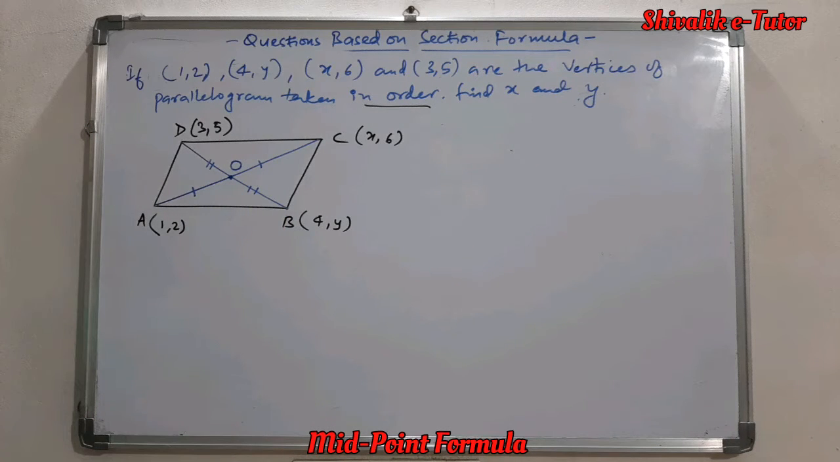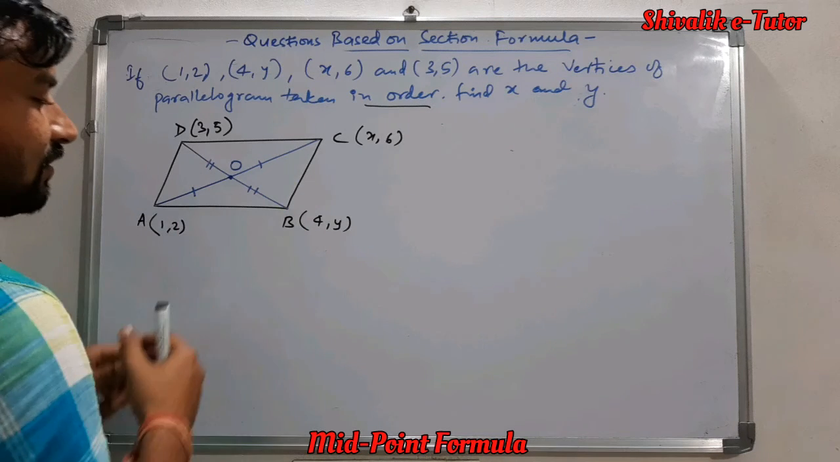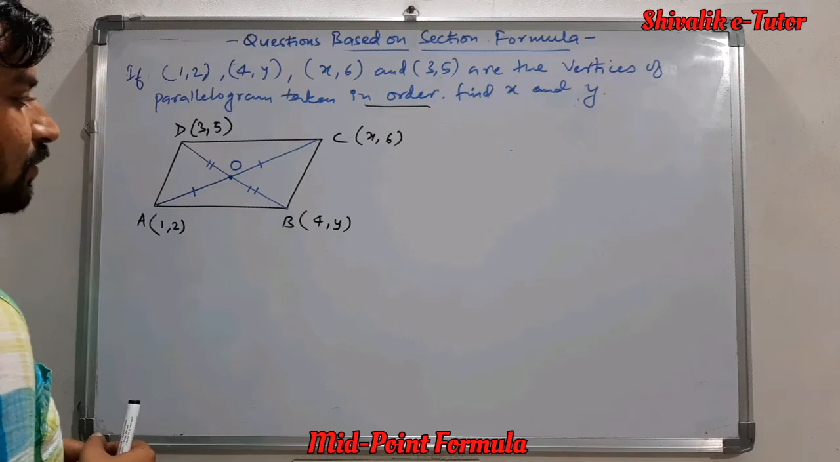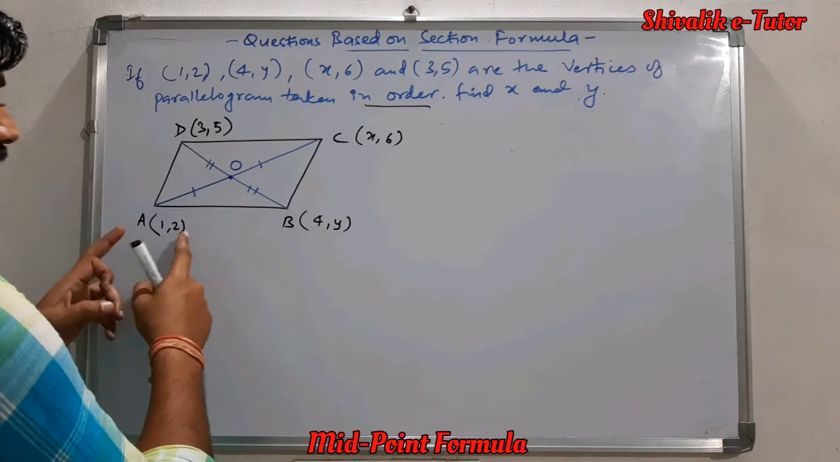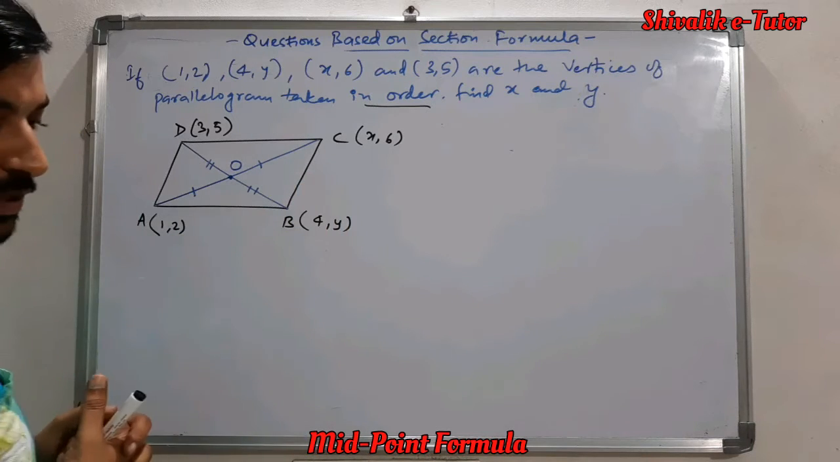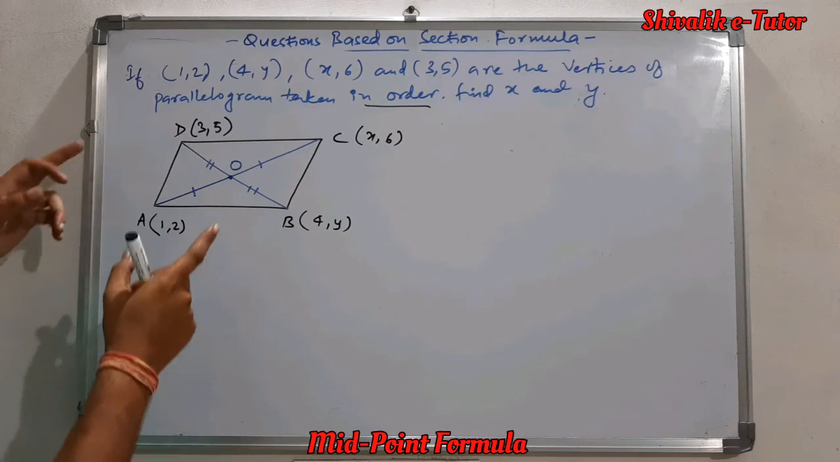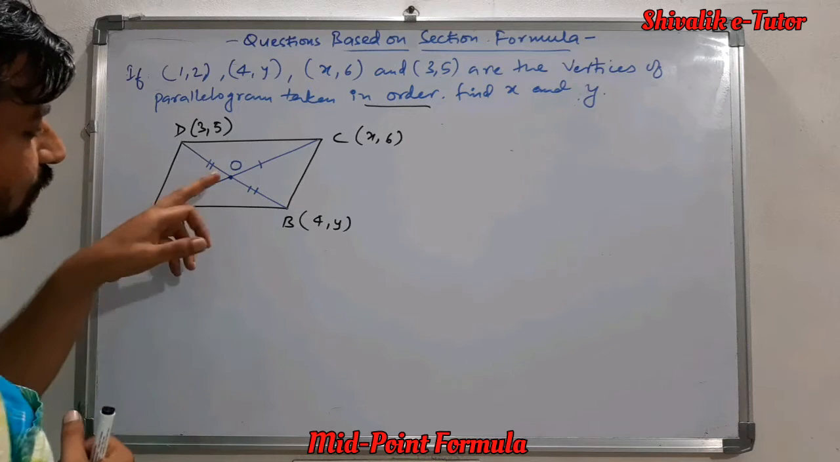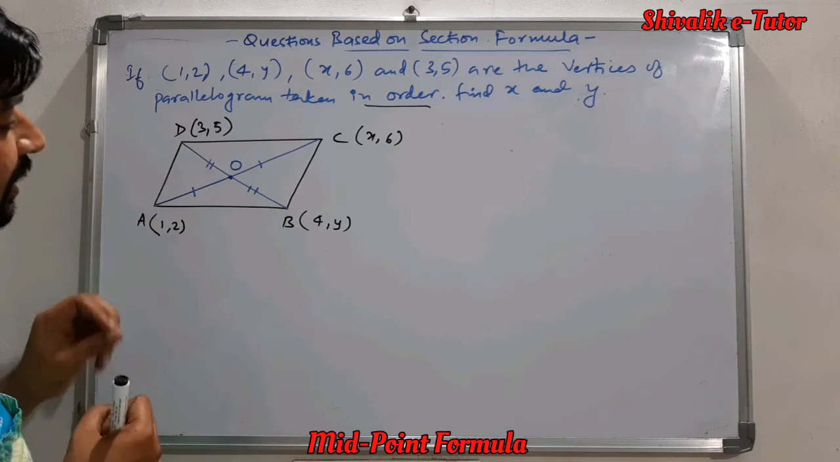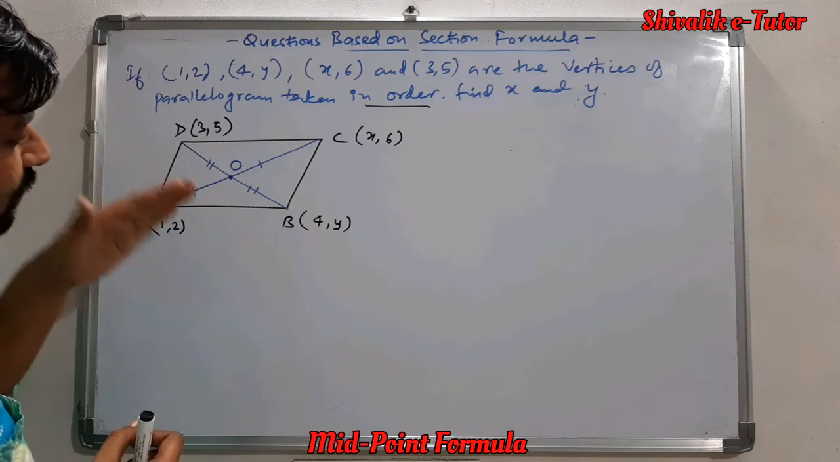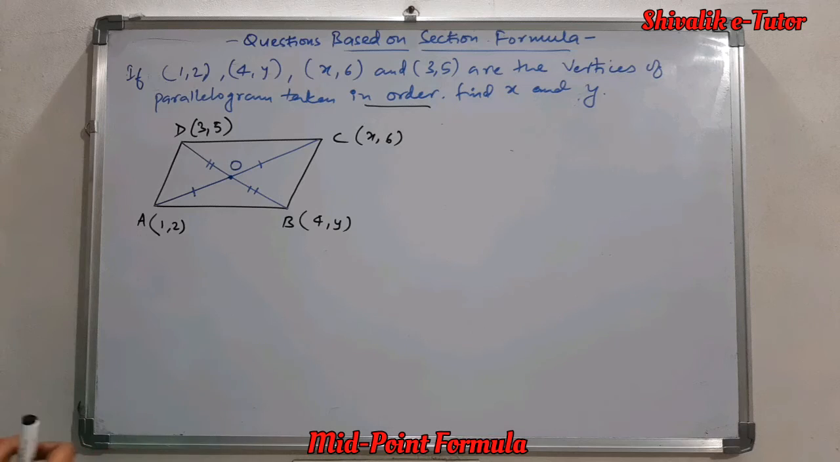So we can find the coordinates of this point O in two ways. When we consider AC, the coordinates of O will be the midpoint of A and C. When we consider BD, the coordinates of O can be calculated by taking the coordinates of points B and D, and this point O will be the midpoint of BD.